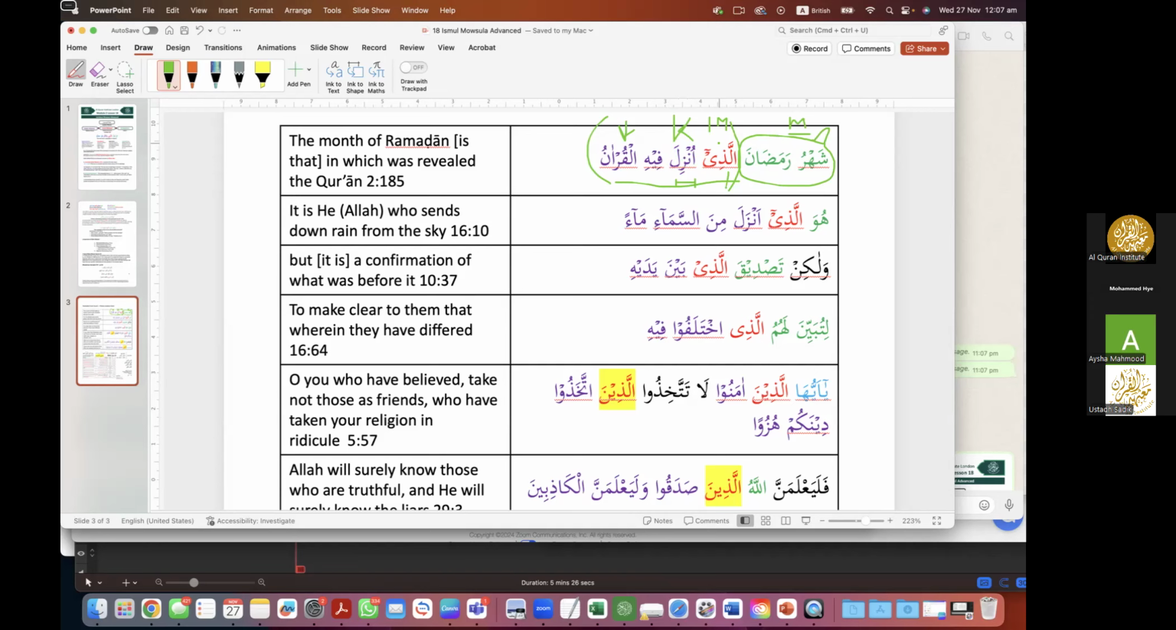One question I have: alladhi, it is having a hidden pronoun, right? Alladhi doesn't have a hidden pronoun. Unzila is pointing to alladhi. That's the damirul aid, which we discussed earlier. Okay. Ustad, carry on.